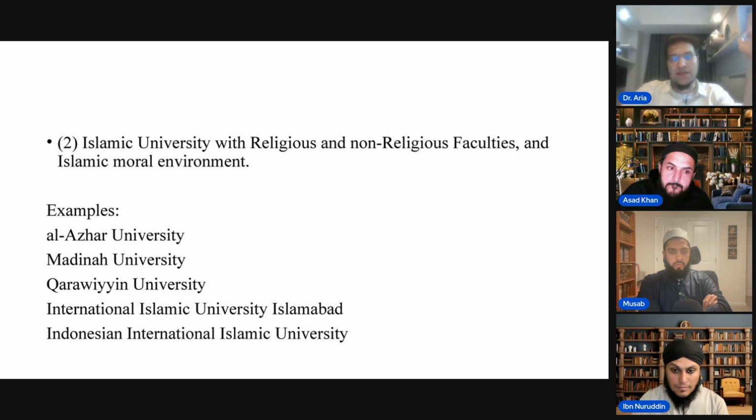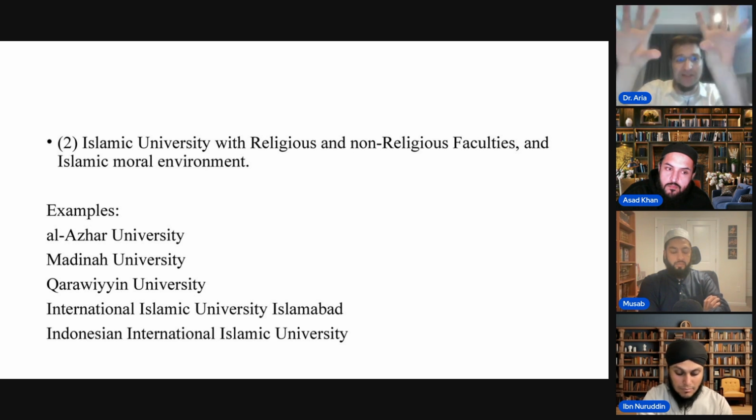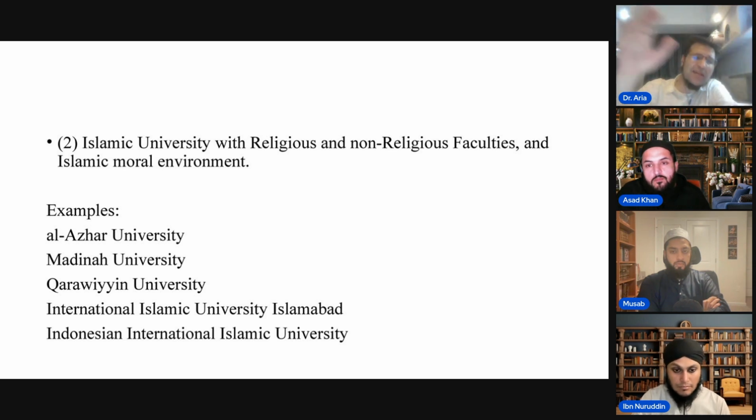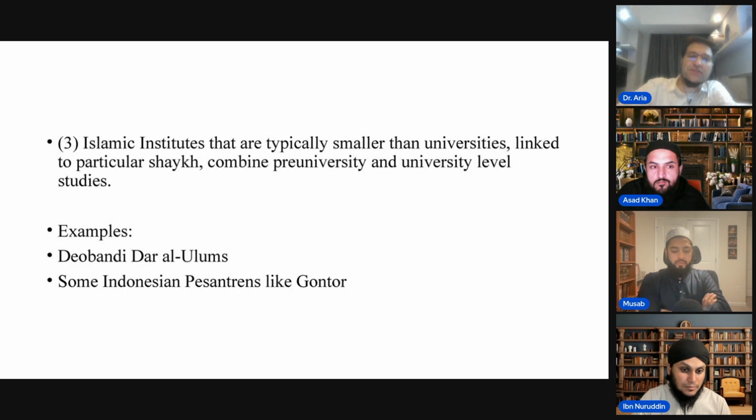What are examples of the Islamic university model? Al-Azhar University, Medina University, you could say al-Qura, or you could say Imam Muhammad ibn Saud, International Islamic University, Islamabad in Pakistan, Indonesian International Islamic University. So where I am, these are all based on the Islamic university model. And in coming episodes, we'll talk about how these are spread from region to region.